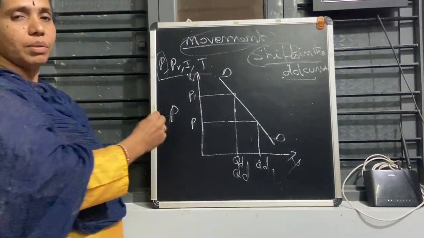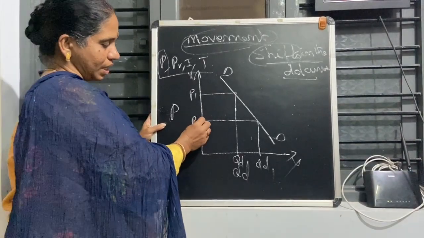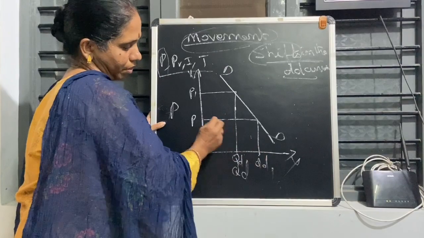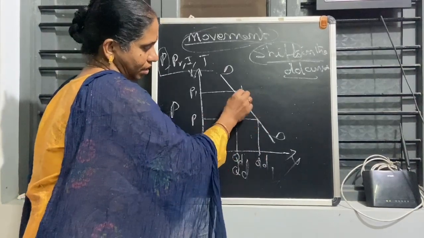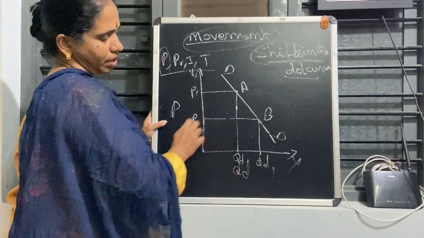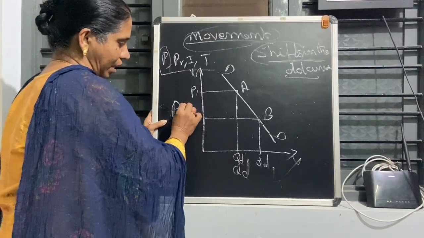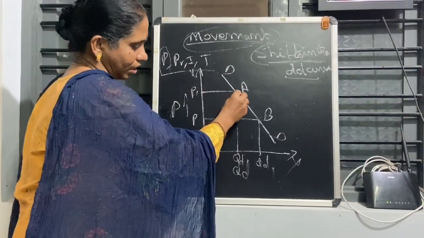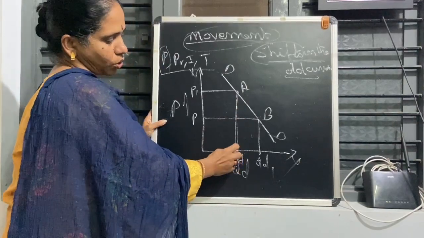So what is the movement happening here? When this is the price, how much are people buying? They are buying this much quantity. This is one price, suppose A and B. When there is an increase in price, what will happen to demand? Demand is reduced. The goods, this much only we are buying.